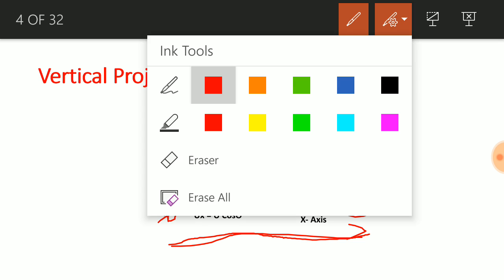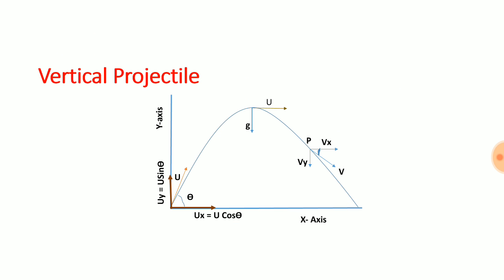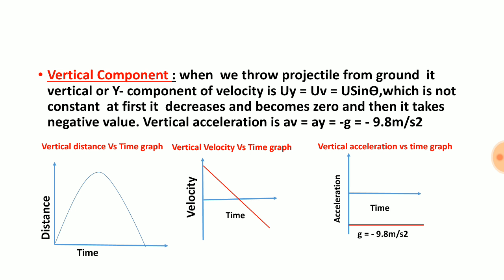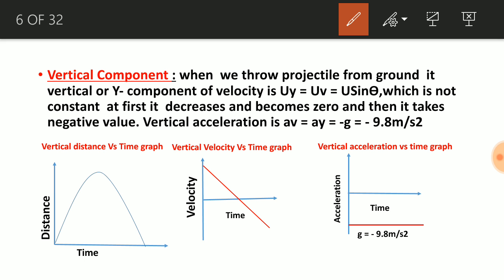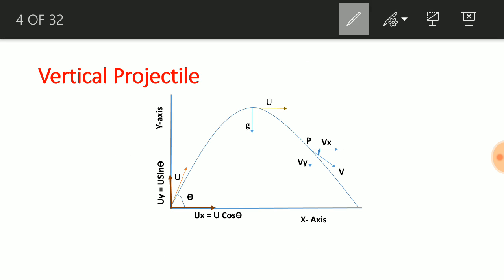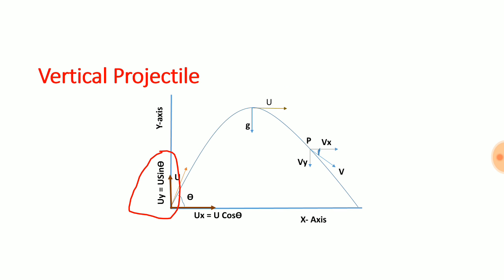So ground distance is also increasing, but the velocity towards the x-axis is constant and acceleration is 0 in the case of the horizontal component. Now let us see the vertical component. When we throw a projectile from the ground, it moves towards the y-axis with this velocity, u sine theta.